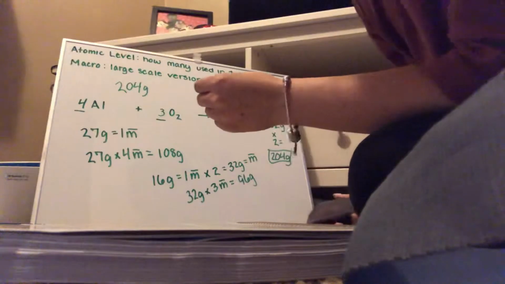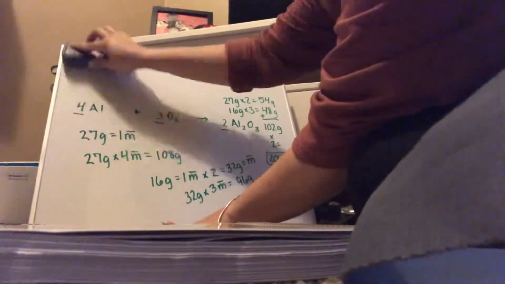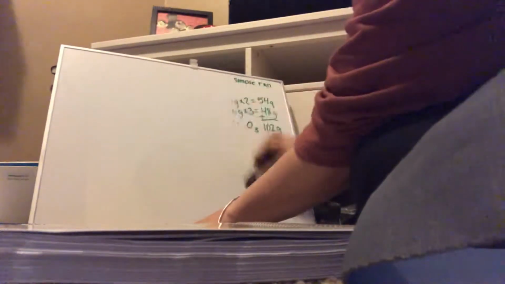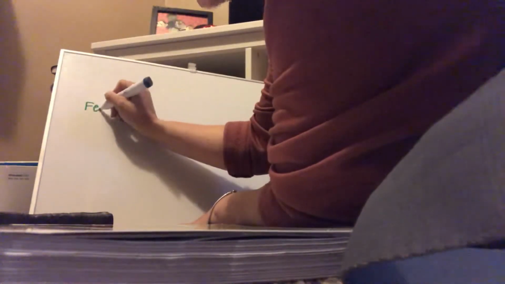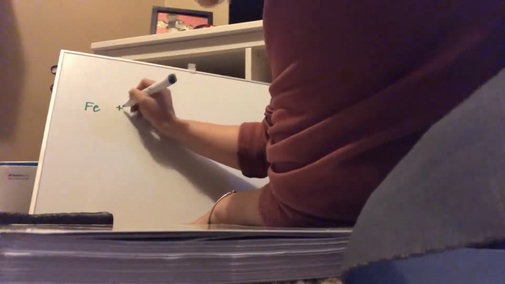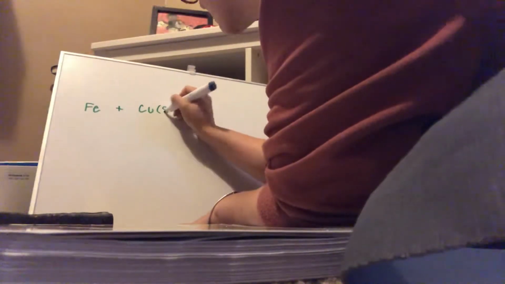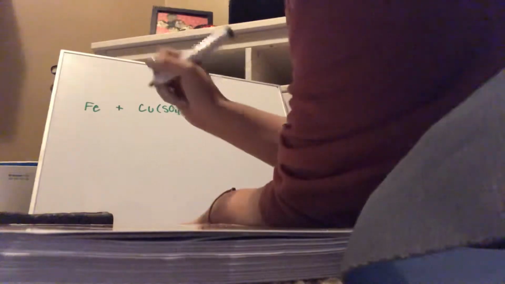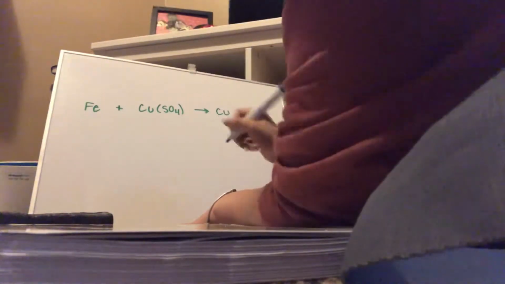Now, with the type of reaction, the only thing with that is, I don't think you have any fancy rule exceptions in any of these, so I'm just going to write, you have iron plus copper sulfate, SO4, to copper plus iron sulfate.